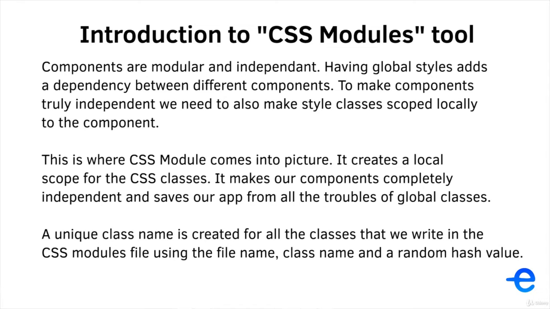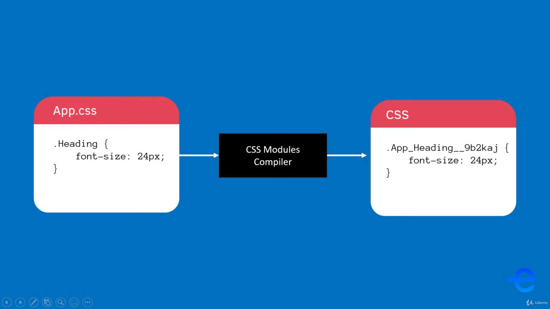So what happens is a unique class name is created for all the classes that we write in the CSS module files, using the file name, class name, and a random hash value. For example, if you look at this image, we've got a CSS module file. Inside that file, we've got a class heading. Then on the right hand side, we've got a compiled CSS file where this class name is converted to app underscore heading underscore and some random hash value. This conversion is done by a CSS modules compiler.